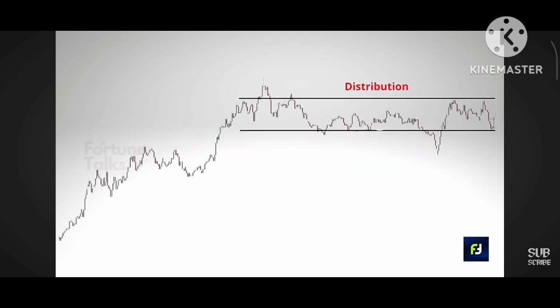The distribution usually occurs after the prices have risen to a good extent, and the distribution phase looks similar to an accumulation phase where the market remains in a range. Here's what happens in the distribution phase. The institutions begin to distribute, or sell, or square off their positions after they have made a good chunk of profit on their initial investments.